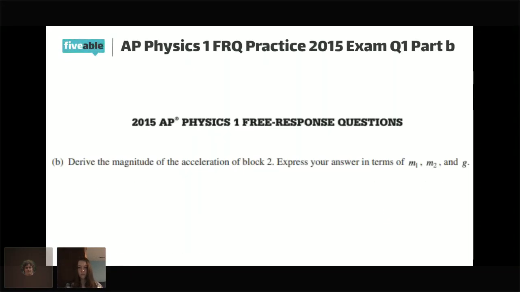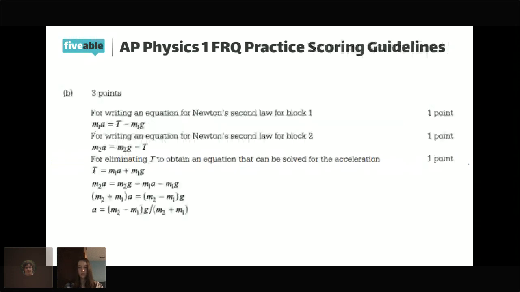The next part says derive the magnitude of the acceleration of block 2. Express your answer in terms of M1, M2, and G. So the first thing you actually need to do is define a positive direction for yourself. So we see M1A equals T minus M1G. The problem with a lot of these problems is that it's really weird how to define a direction for it.